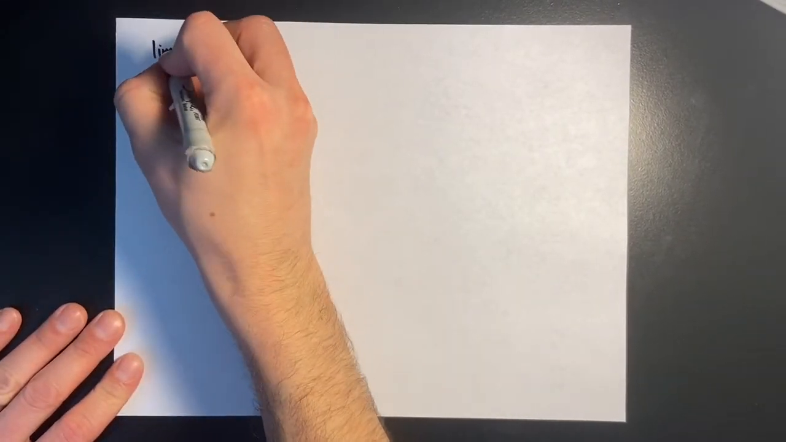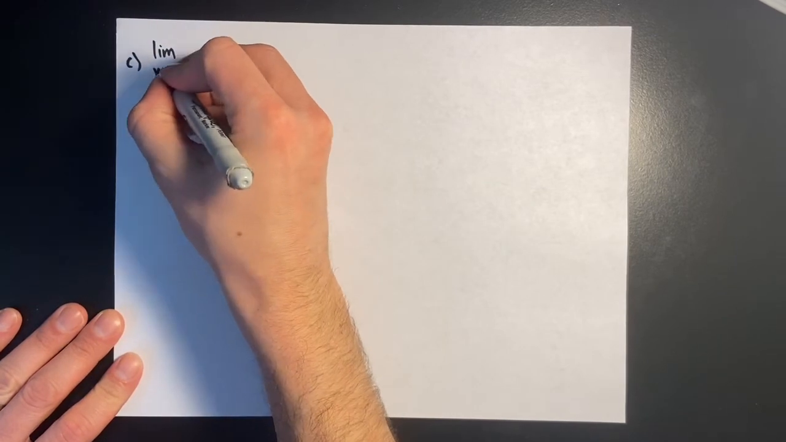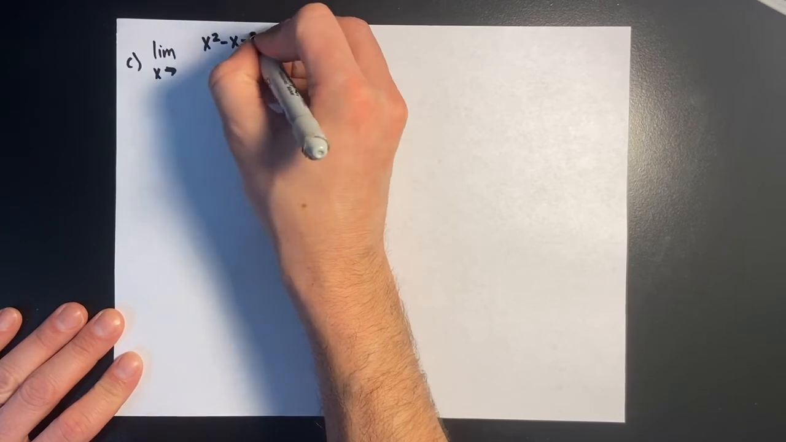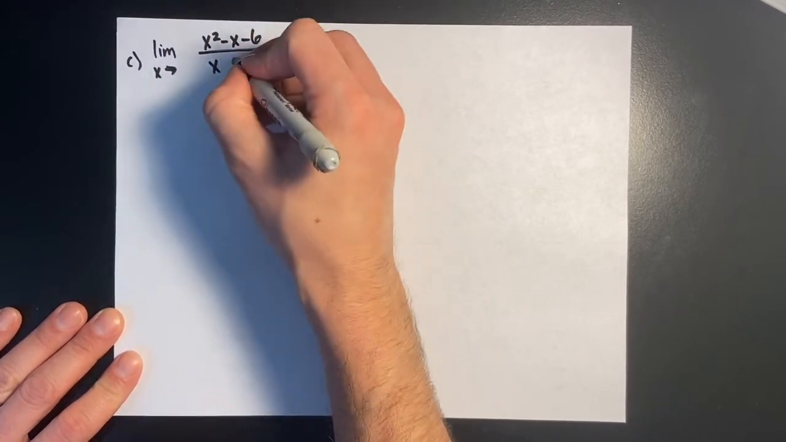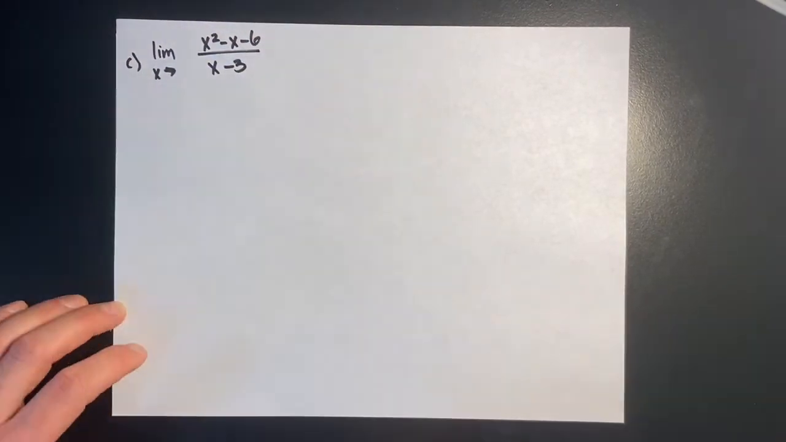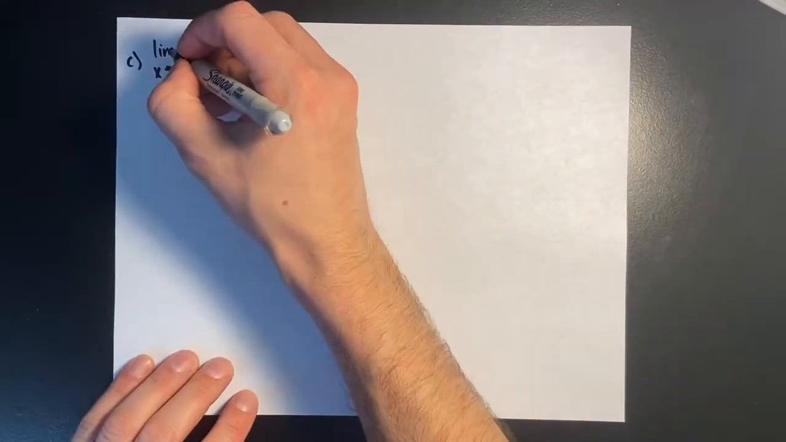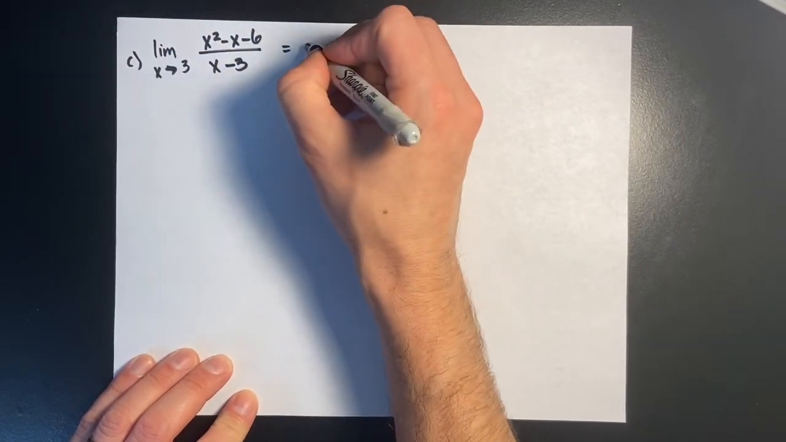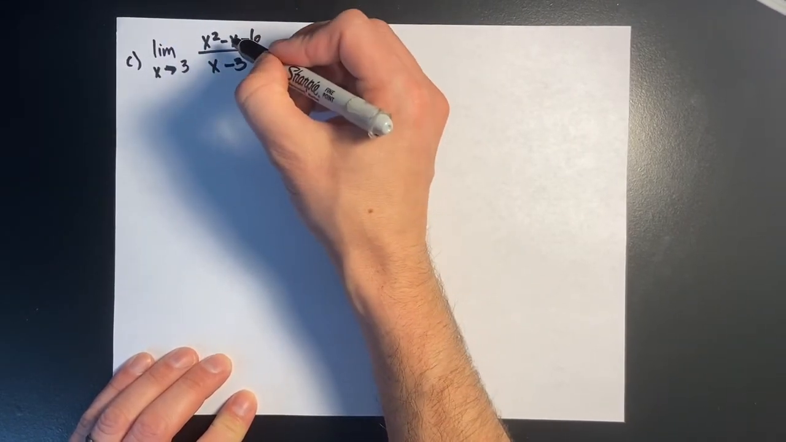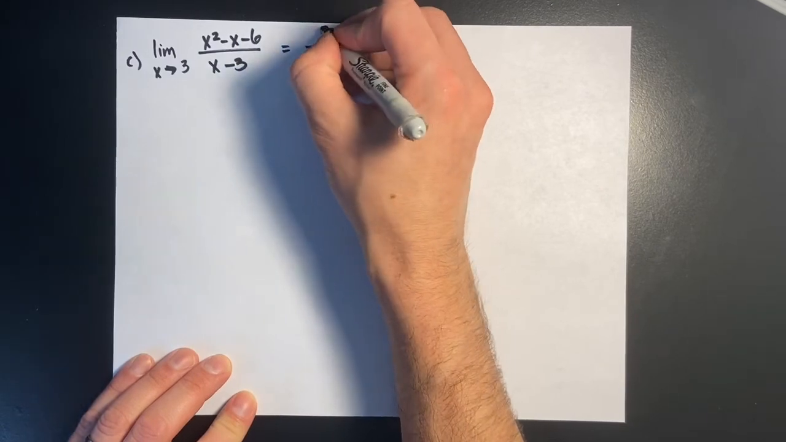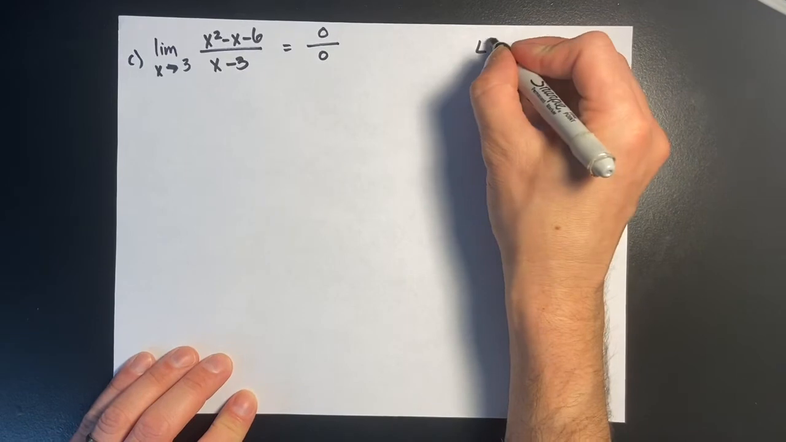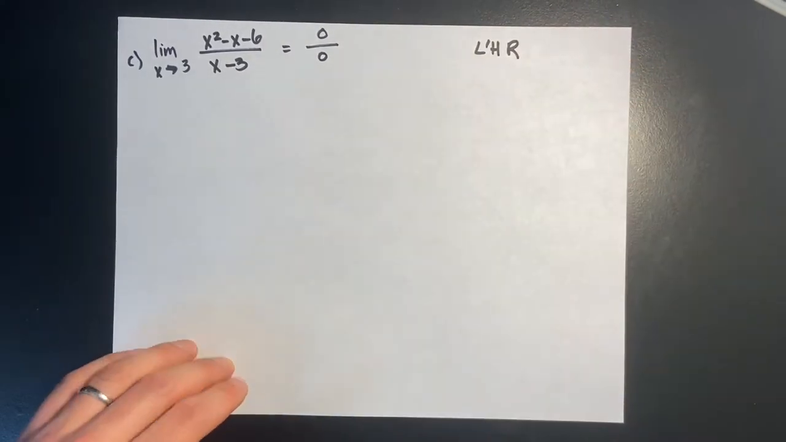Problem C, limit as x approaches 3 of x squared minus x minus 6 over x minus 3. Let's see what happens if I plug in 3. If I plug in 3 on the top, I get 9 minus 3 minus 6, which is 0. If I plug in 3 on the bottom, I get 0, so that ain't good. L'Hopital's rule shall be used.